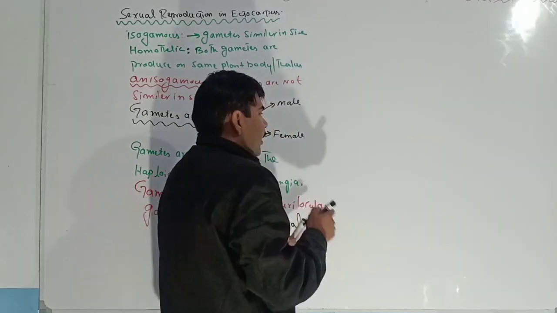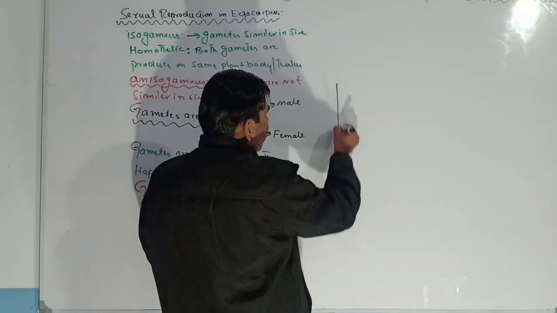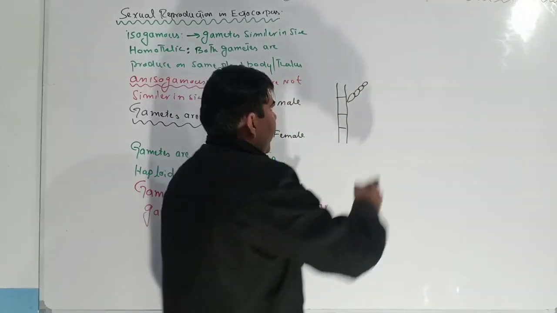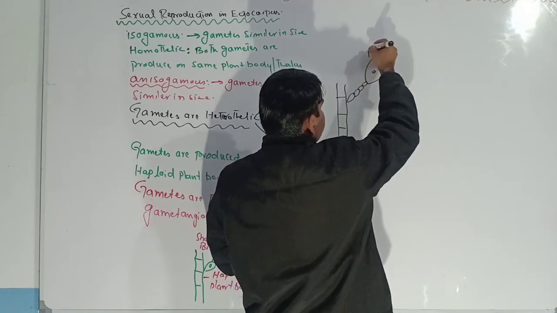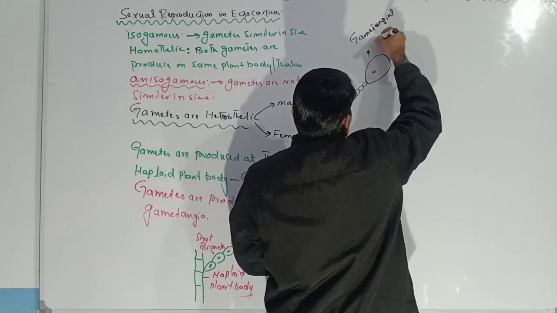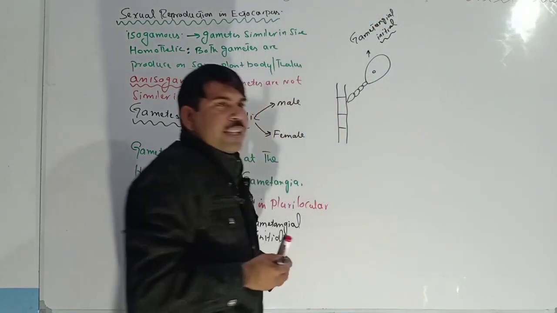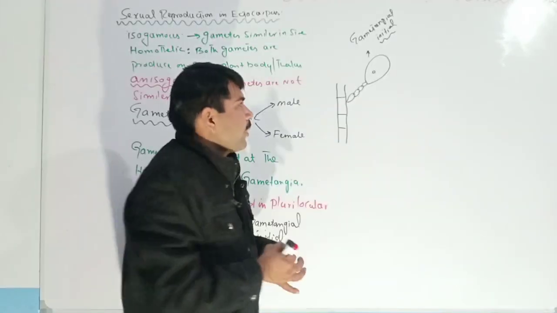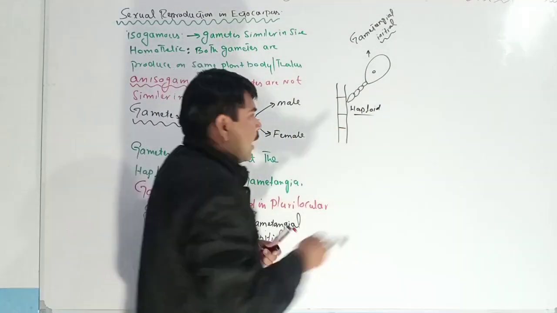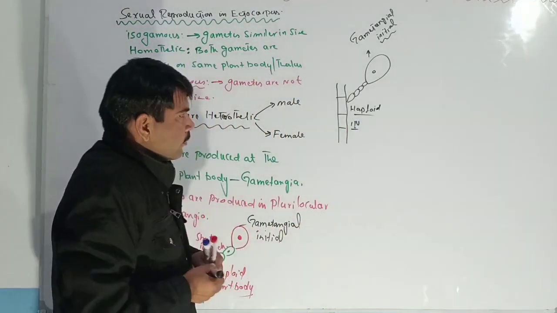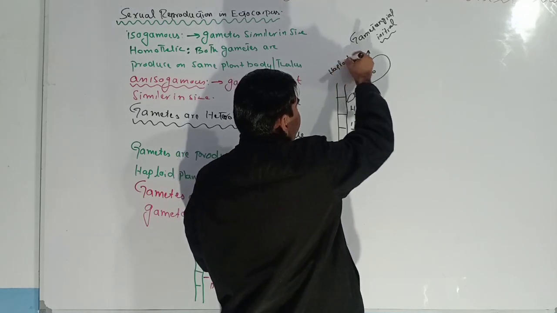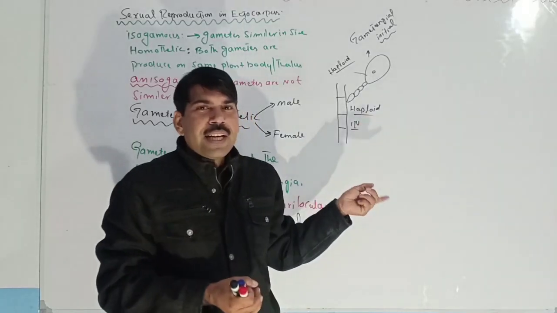So how does this gametangial initial give rise to a plurilocular gametangium to produce the gametes? Now I am making a diagram. This is the haploid plant body of Ectocarpus, these are the short branches, and this terminal portion is known as the gametangial initial. This gametangial initial divides mitotically. Keep in mind, this plant body is haploid, 1N, and this gametangial initial is also haploid.